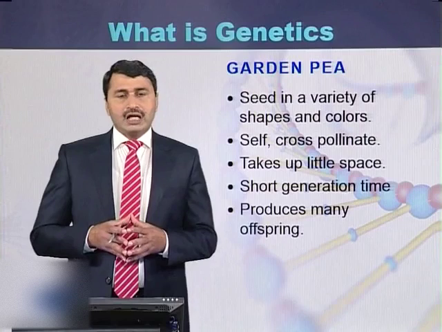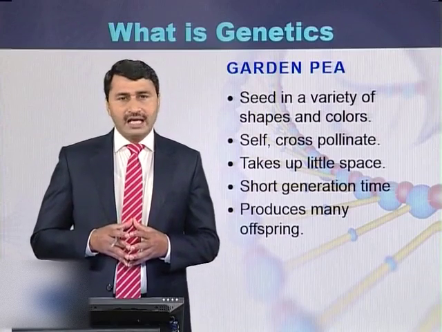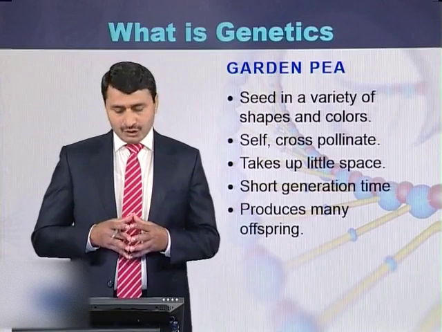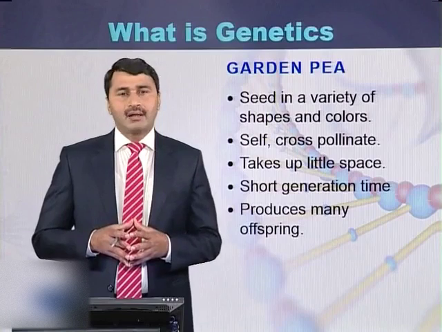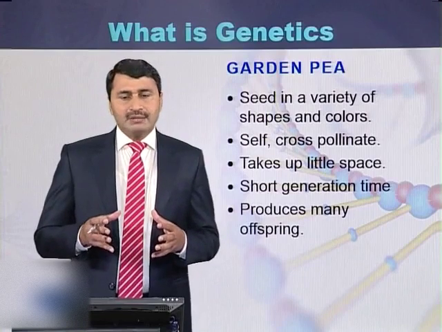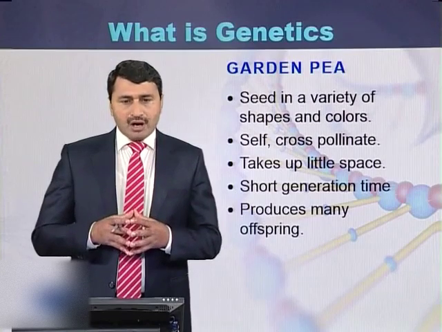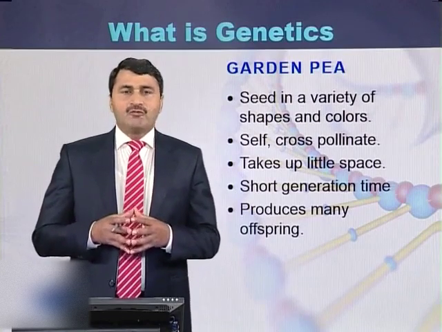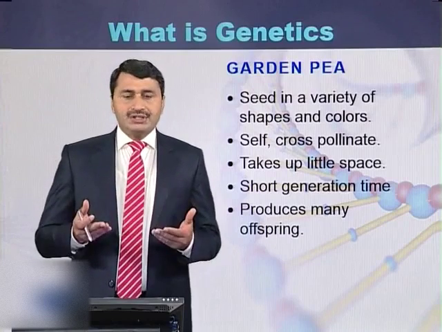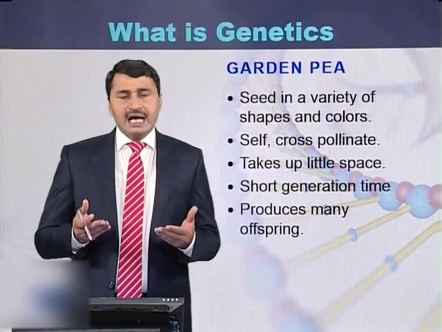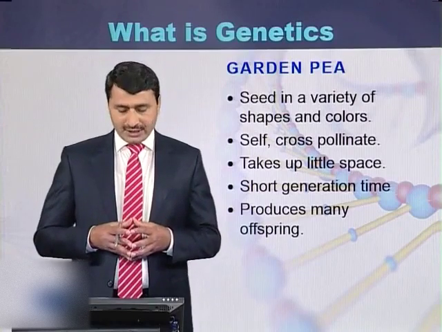For formulating the laws of heredity, or the principles of heredity, Gregor Mendel used the garden pea as an experimental plant. There were many properties in that experimental plant, the garden pea. We will see what properties in the garden pea Mendel used for formulating the laws of heredity.